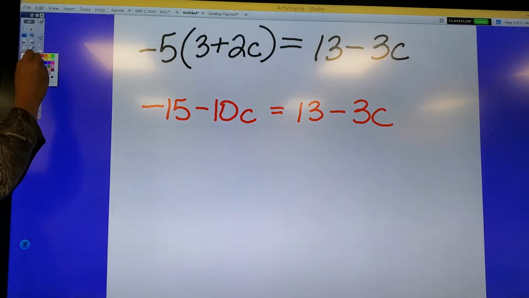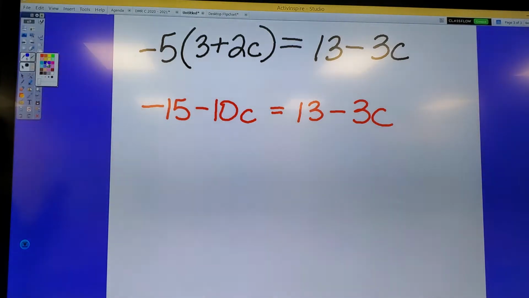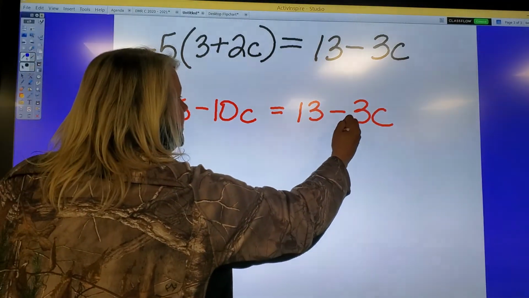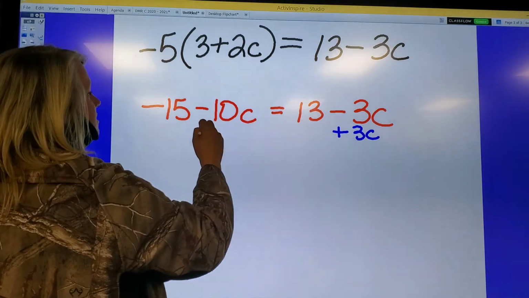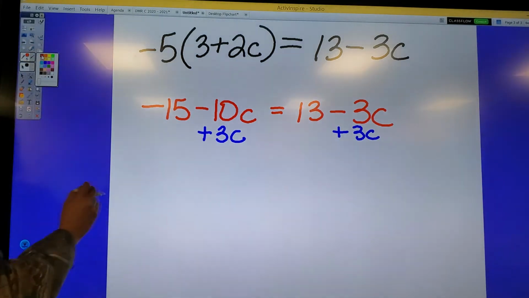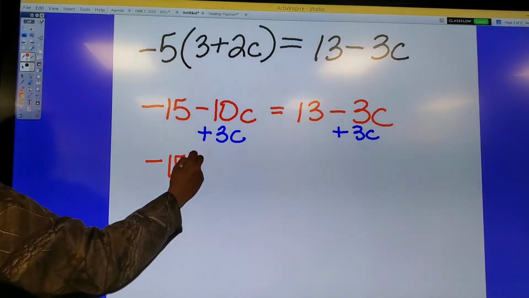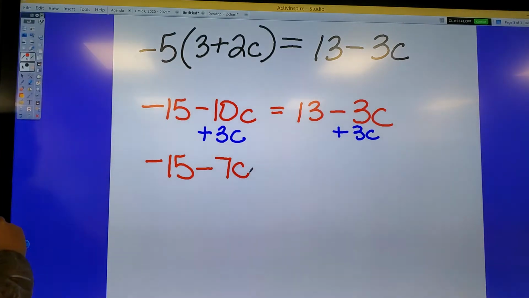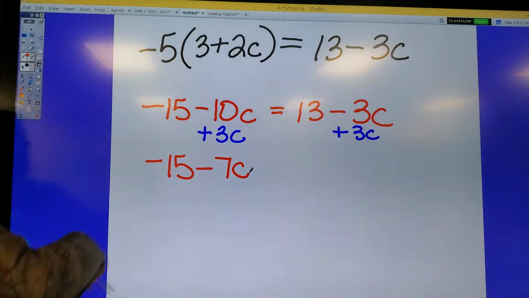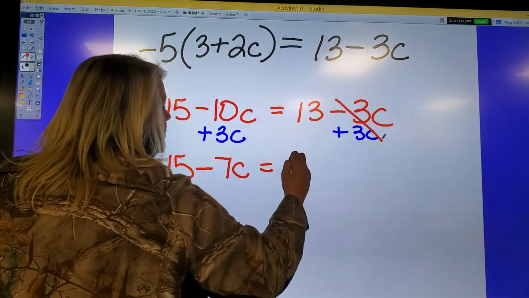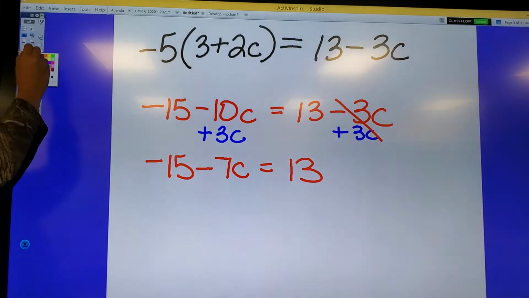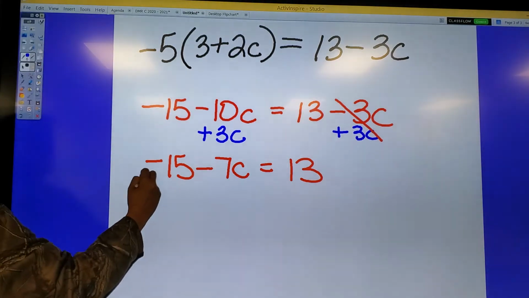What's my first step going to look like to solve it? Add 3c. We want to get rid of this minus 3c, so we're going to do the opposite and plus 3c on both sides. That's going to give me -15 minus 7c. -10 plus 3 is -7. Different signs, subtract. Equals 13. Next step is to do what? Add 15, good.